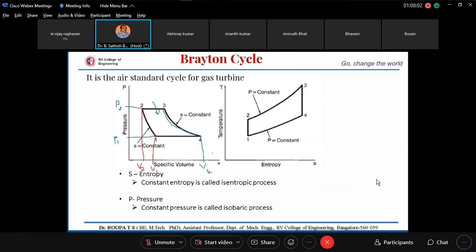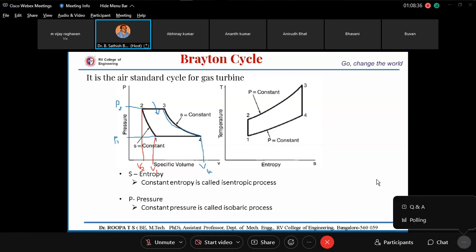Okay. If it is an open cycle, then there will not be 4 to 1. This region will not be there. But if it is a closed cycle, you can have this region. And of course, you can connect it anyway without leaving it in open end. So 4 to 1 is the region where the condenser is there. As you condense, the volume decreases. So again, this is also at constant pressure. Okay. So this is the PV diagram.